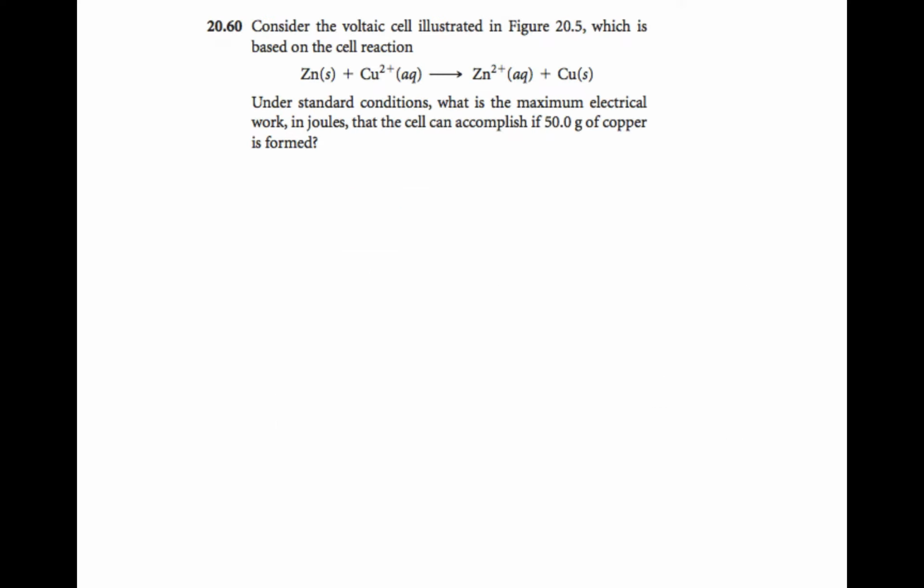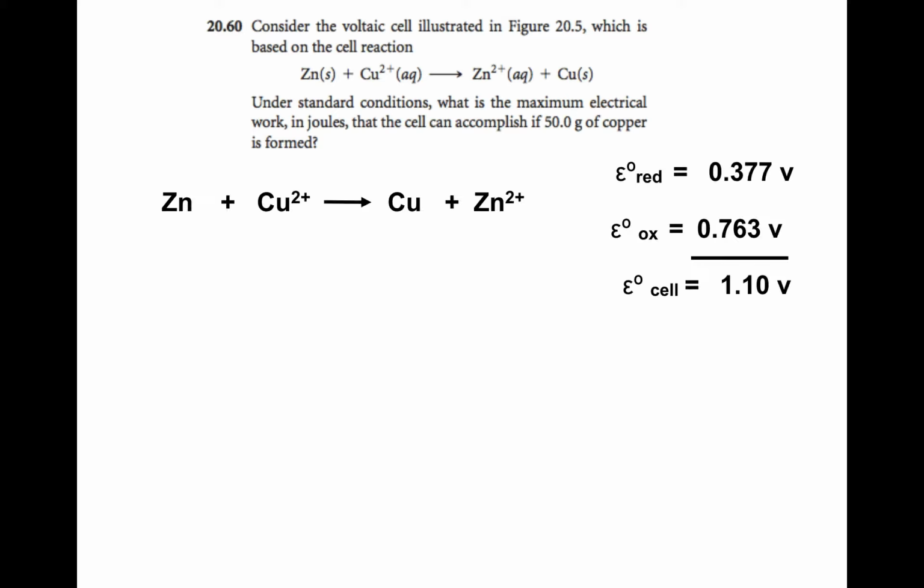Consider the voltaic cell illustrated in figure 20.5, which is based on the cell reaction where zinc metal is giving up electrons to copper 2. Under standard conditions, what is the maximum electrical work in joules that the cell can accomplish if 50 grams of copper are formed? All right. So standard conditions, I can look at the reduction potential chart, get the reduction potential for copper, deduce the oxidation potential for zinc, and get the voltage for the cell at standard conditions.